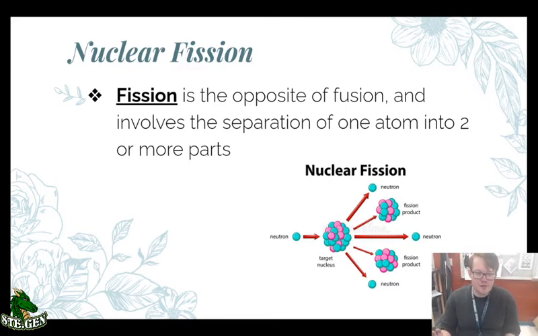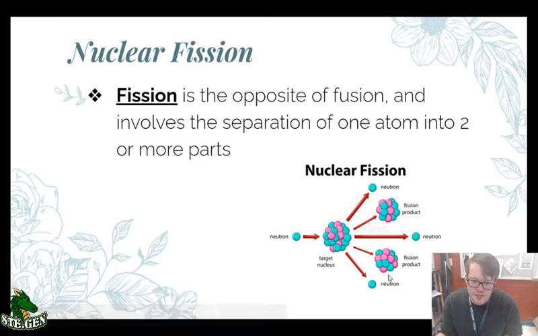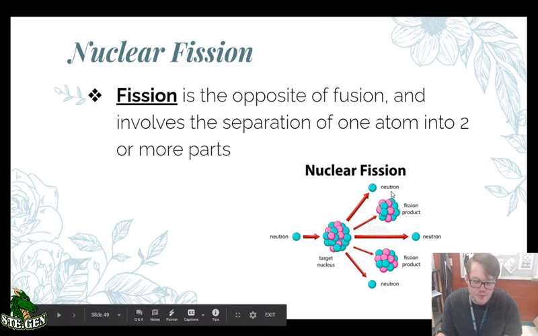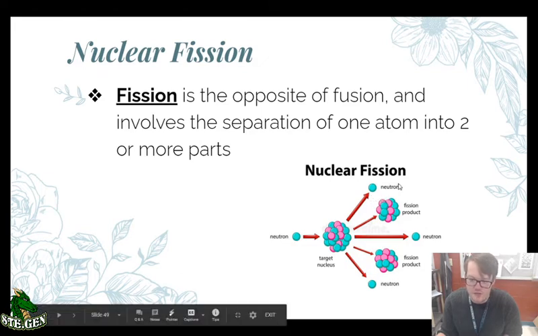Fission is the opposite of fusion, and it involves the separation of one atom into two or more parts. So you're taking one big thing and breaking it into smaller things. In this example, if you shoot a neutron with enough energy at certain nuclei, you'll actually split it apart and you'll get two smaller nuclei, and occasionally you'll get other neutrons out of it. This is actually the process used in the bombs that we dropped in World War II, the ones over Hiroshima and Nagasaki. They involved this fission process right here.